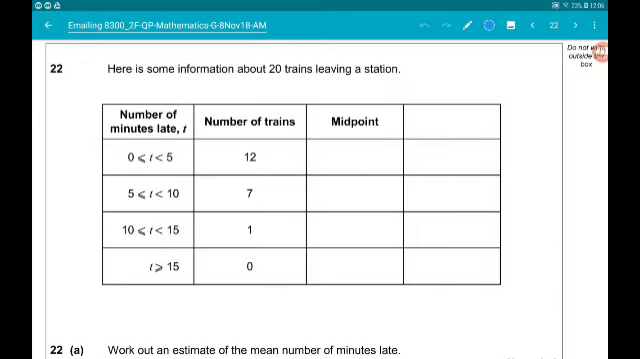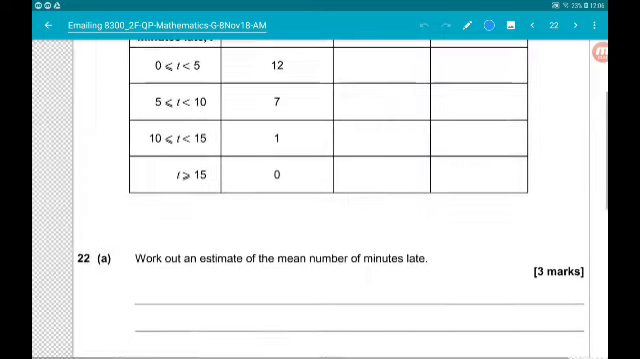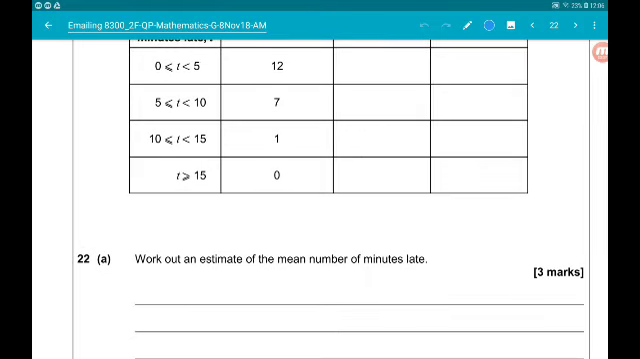Okay, 22, we've got mean from a frequency table. If you find this tricky, I've got 2 videos on frequency tables down below. The table shows information about 20 trains leaving a station. We've got the number of minutes late, t, in intervals, the number of trains, an empty column for the midpoint, and then a completely empty column at the end. Part a, 3 marks: work out an estimate of the mean number of minutes late.